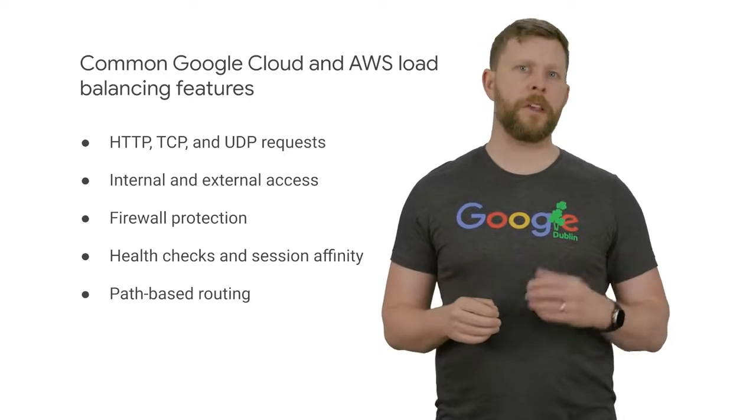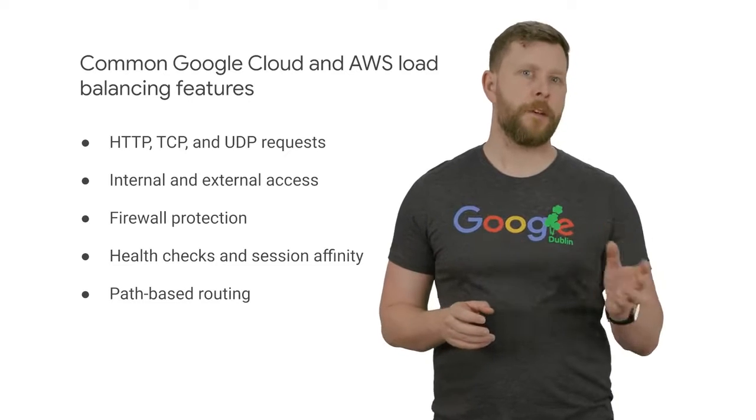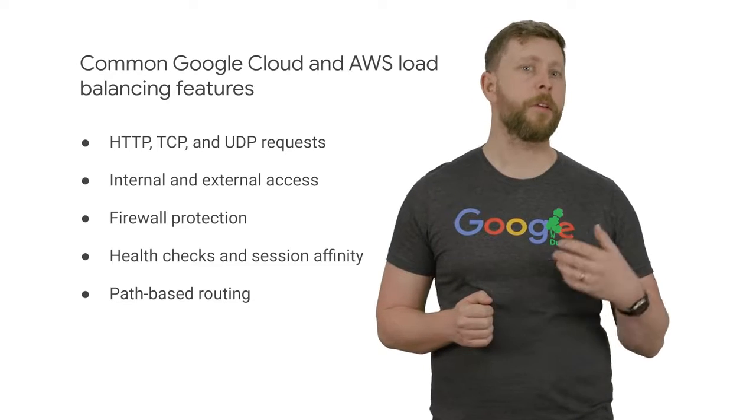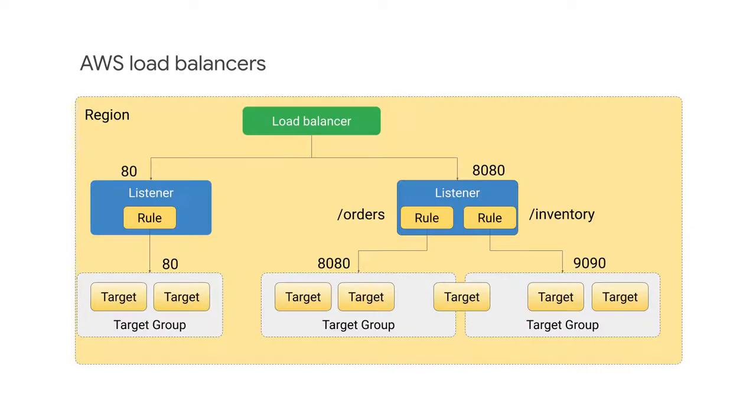In addition, Google's HTTP load balancer and Amazon's application load balancer support path-based routing to microservices, so we'll focus on them. AWS load balancers are a managed service that is instance-based, and the load balancer can take minutes to scale. They are built within a region and can only distribute traffic in the region.